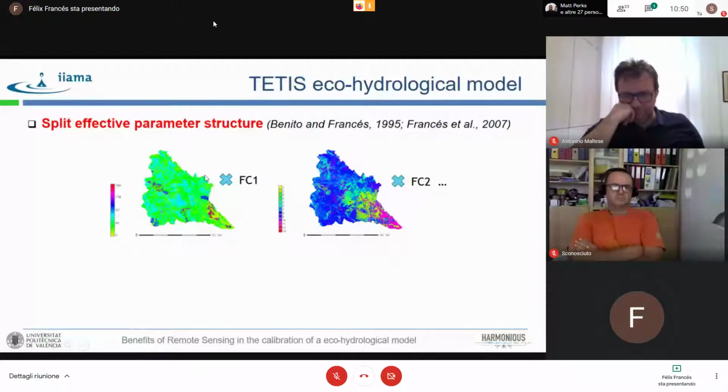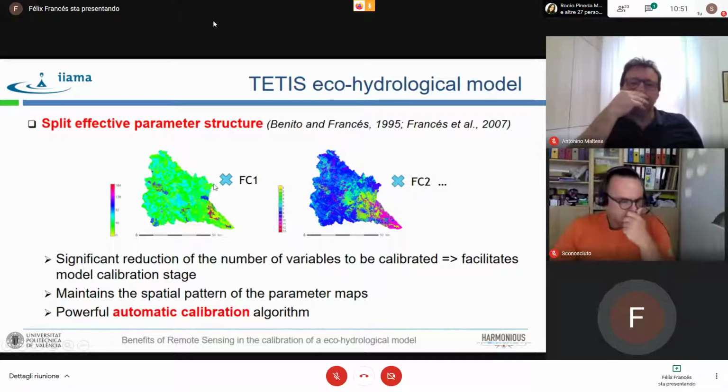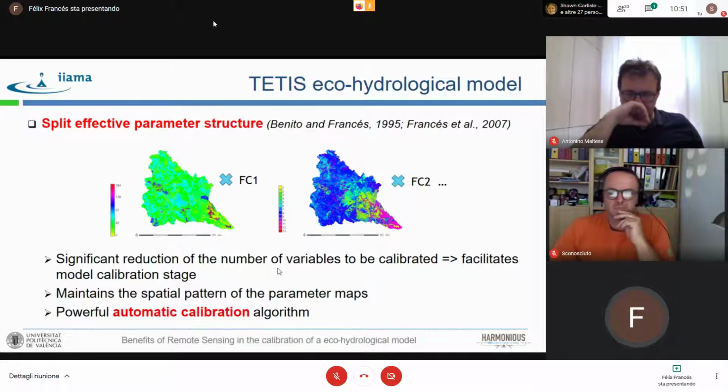Internally, the effective parameter is split in 2 components. On one hand, the value estimated at each pixel, plus or multiplied by a correction factor. So what we calibrate is not the value of the parameter at each pixel. What we calibrate is this correction, and the hypothesis is that the correction factor is common for all pixels, but different for each parameter, of course. In this way, we maintain the spatial pattern of the initial estimation of the parameter maps, and it is also possible to use automatic calibration using a relatively simple optimization algorithm.